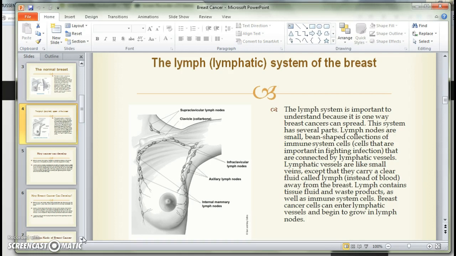Lymph nodes are small bean-shaped collections of immune system cells that are important in fighting infections, connected by lymphatic vessels. Lymphatic vessels are like small veins, except they carry a clear fluid called lymph instead of blood away from the breast. Lymph contains tissue fluid and waste products as well as immune system cells. Breast cancer cells can enter lymphatic vessels and begin to grow in lymph nodes.